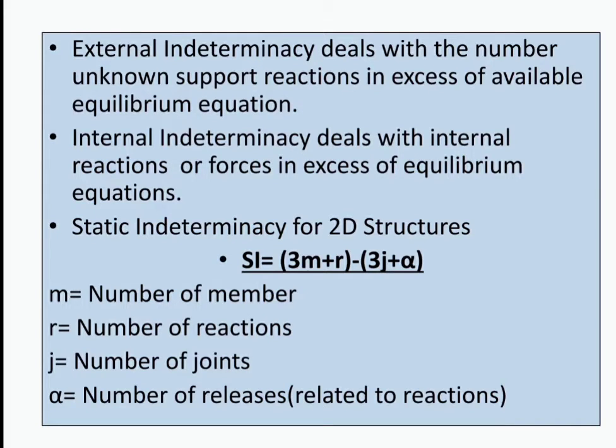Static indeterminacy for 2D structures we can find out by the formula. What will be the notations? M equal to number of members, R will be number of reactions, J will be number of joints, and alpha will be number of releases. Number of releases will come into action when there is a hinge in the structure. And the formula is written as 3M plus R minus 3J minus alpha, because in any member of a 2D structure there are 3 internal forces, and 3J because for a 2D structure there are 3 equilibrium equations.